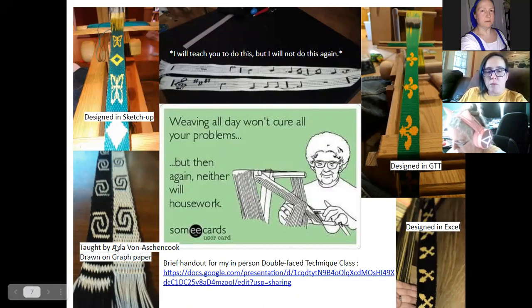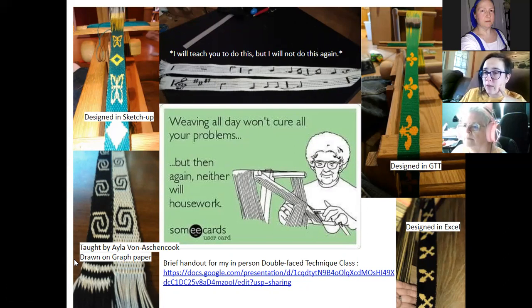This one in the bottom left-hand corner was the first piece of double-faced tablet weaving I did. I was taught by Ayla Von Aschencook, formerly of Moonshadow. She actually showed me that on graph paper under the Moonshadow Pavilion at Gulf Wars and just taught it to me on the spot. And then I figured it out more and more as I went home from war.